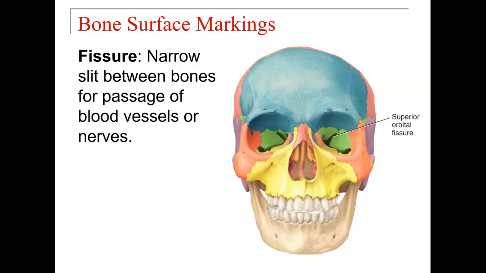Fissures are going to be narrow slits between bones for passage of blood vessels and or nerves. And so here inside of the eye socket, which is referred to as the orbit, you see that referred to as the superior orbital fissure. And so that's going to be where the blood vessels and the optic nerve are going to come in and attach into the eye.